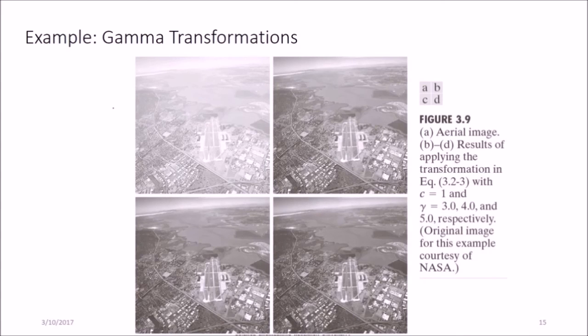Again, one more example is this aerial image. If you apply the gamma correction, say we applied 3.0 here, 4.0 here, and 5.0 here in C r to the power gamma, the transformation will be like this. As you can see, the fogged image has most of the mist and fog. This image is quite better.